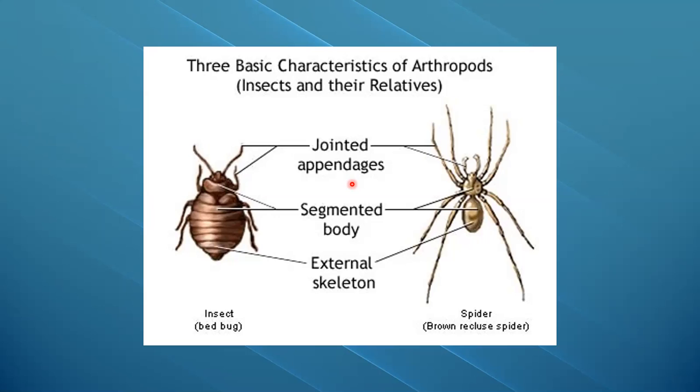Then they have an external skeleton, which is present in all arthropods. These are the basic characteristics. So you have to remember that they have jointed appendages or jointed legs, they have a segmented body, and they have an external skeleton.